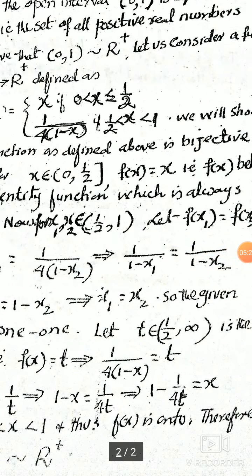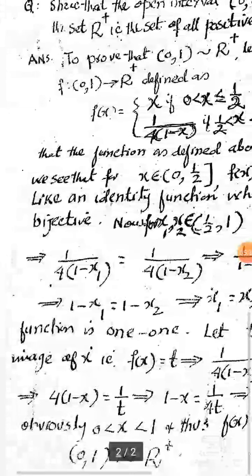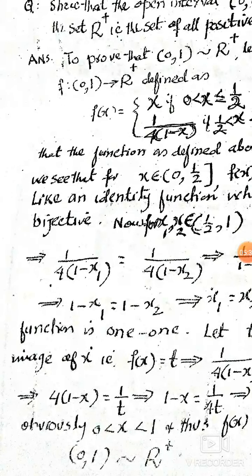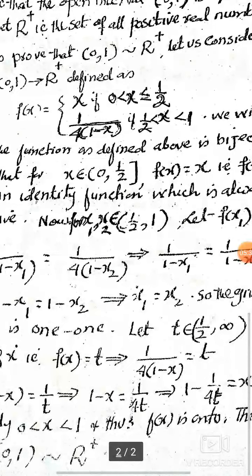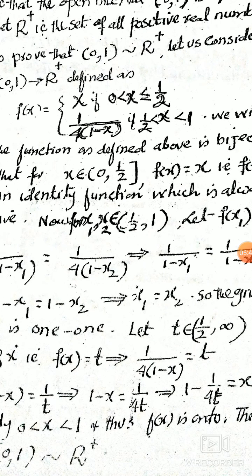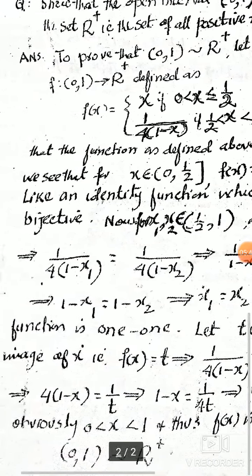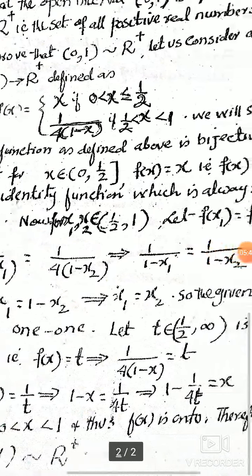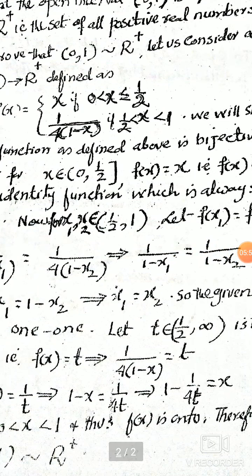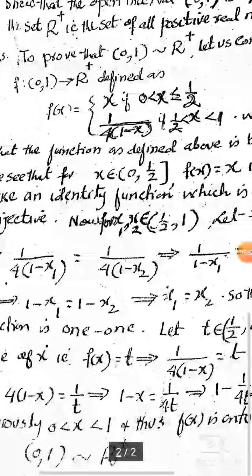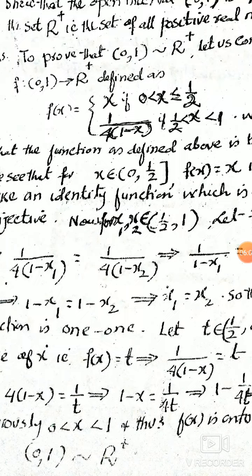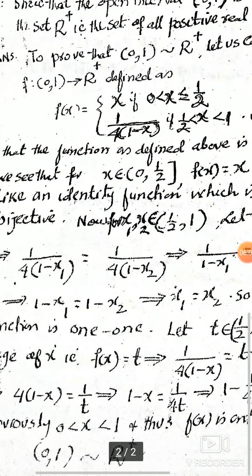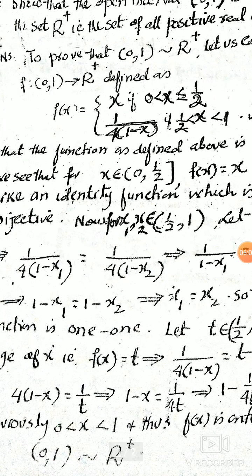Now let t belong to the open interval (1/2, infinity), the image of x, that is, f(x) = t, as defined above. f(x) = 1/(4(1 − x)) = t. By reciprocal, 4(1 − x) = 1/t. Dividing by 4, 1 − x = 1/(4t). This implies that x = 1 − 1/(4t). That is, obviously x is greater than 0 and less than 1, thus f is onto, and therefore we can say that the open interval (0,1) is equivalent to R plus.